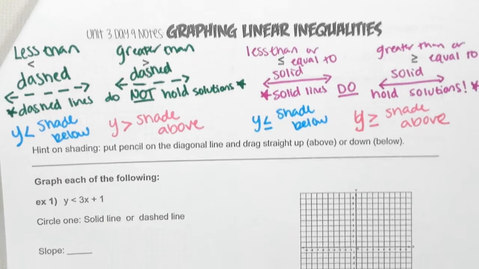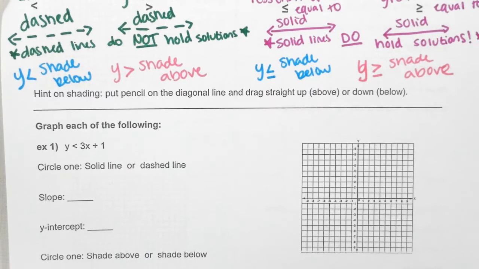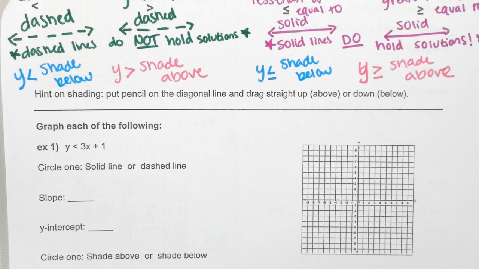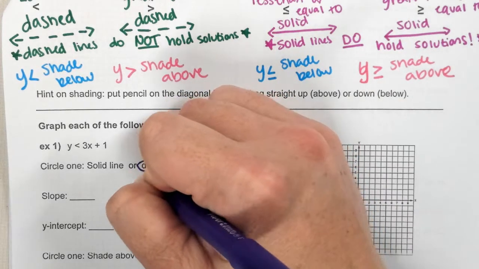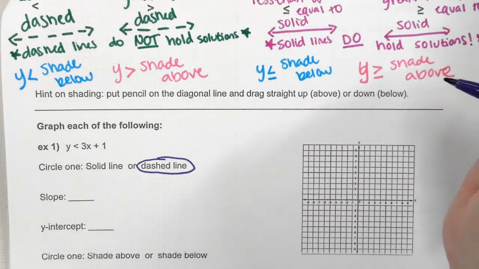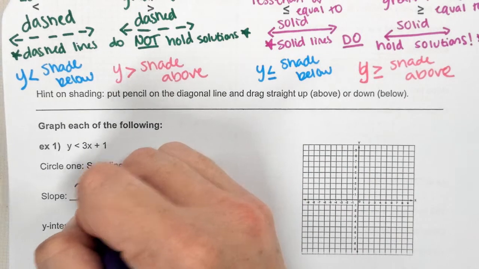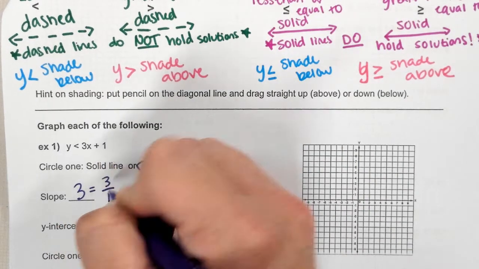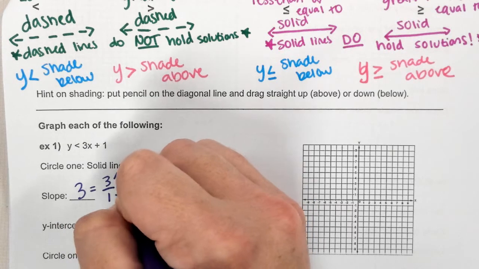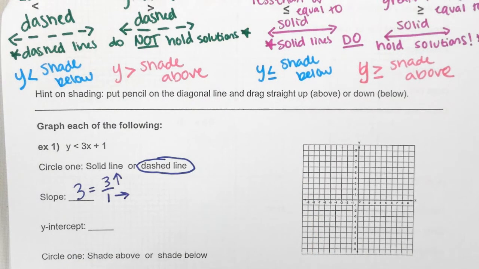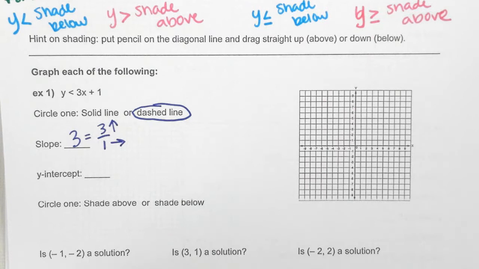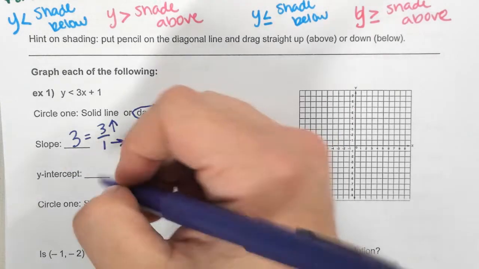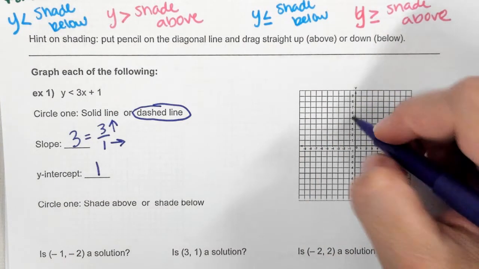Okay, so looking at the first one, it says y is less than 3x plus 1. So if y is less, is that going to be a solid line or a dashed line? Dashed. And what's your slope? 3, which is the same thing as 3 over 1, which means I'm going to rise 3, run 1, because they're both positive. What's my y-intercept? 1. So on my y-axis, I'm going to put a point at positive 1.